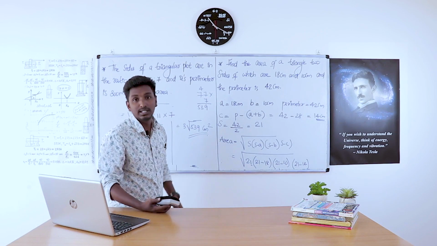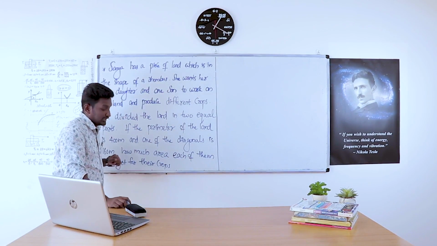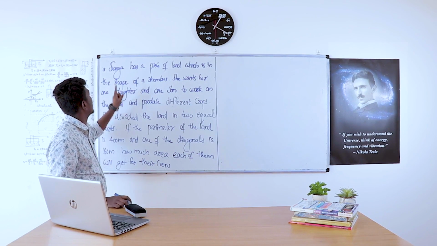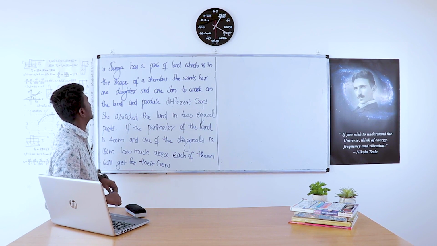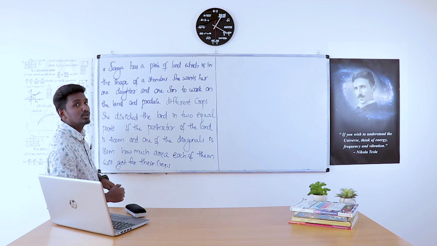Now both the problems are clear. Okay. And look at the next question. This is the last question in this chapter. Sania has a piece of land which is in the shape of a rhombus. What is a rhombus? What is the peculiarity of a rhombus? You know that all the four sides of a rhombus are equal.